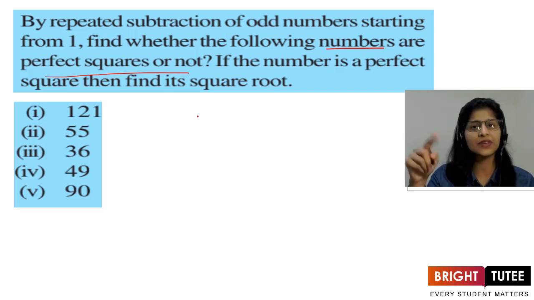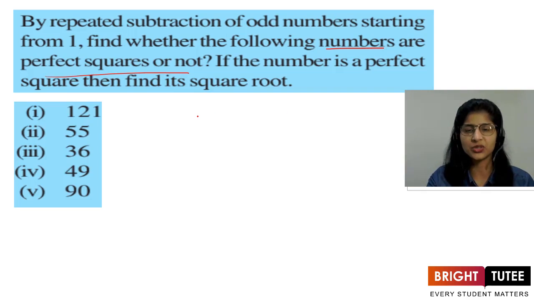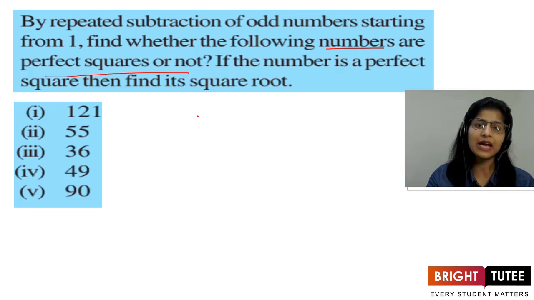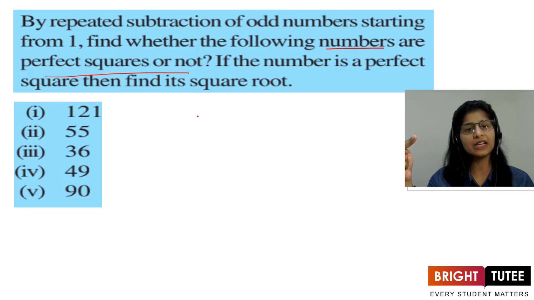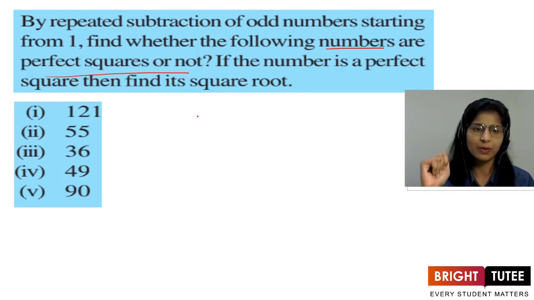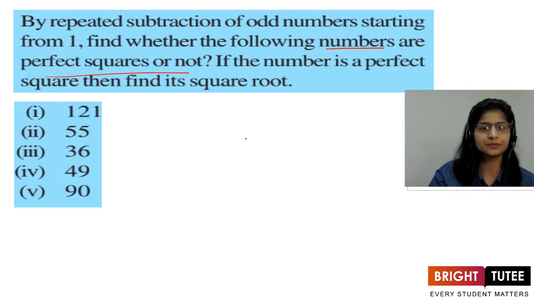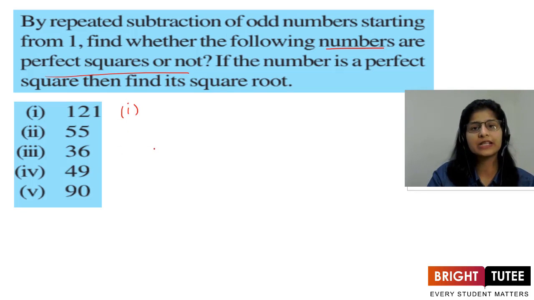Now, the first thing is we have to recognize whether it's a perfect square or not. The second thing is, if the number is a perfect square, then we have to find the square root also. Clear? That will definitely be decided by the number of steps, as in the case of 81 we have done. Okay, so let us try with the first part, that is 121. We will subtract odd numbers starting from 1.